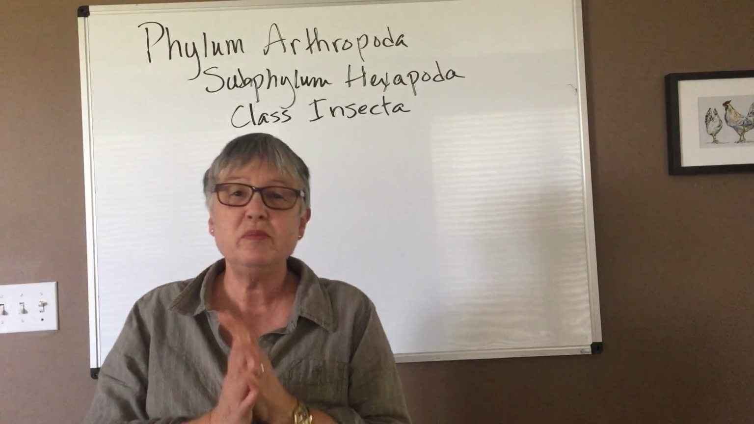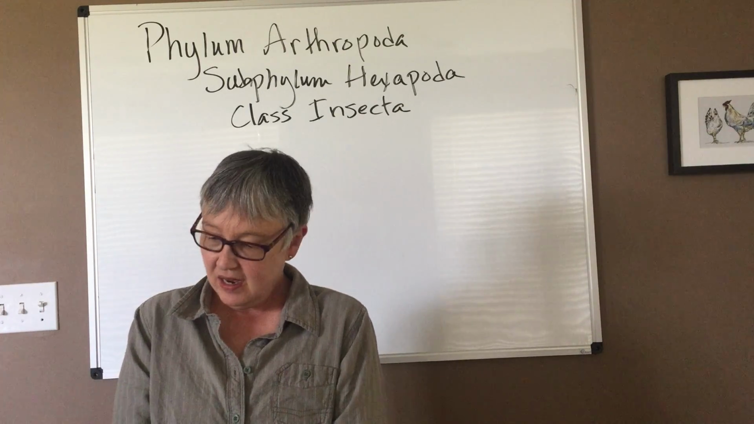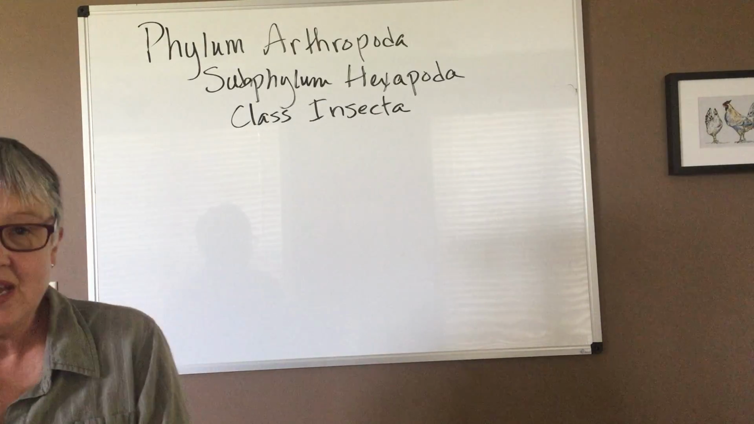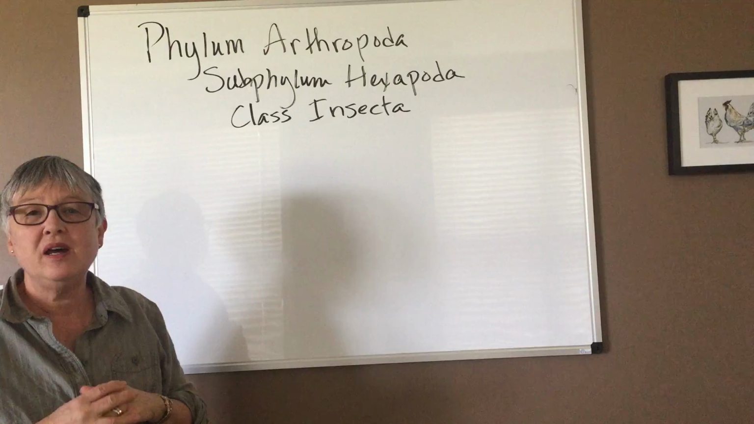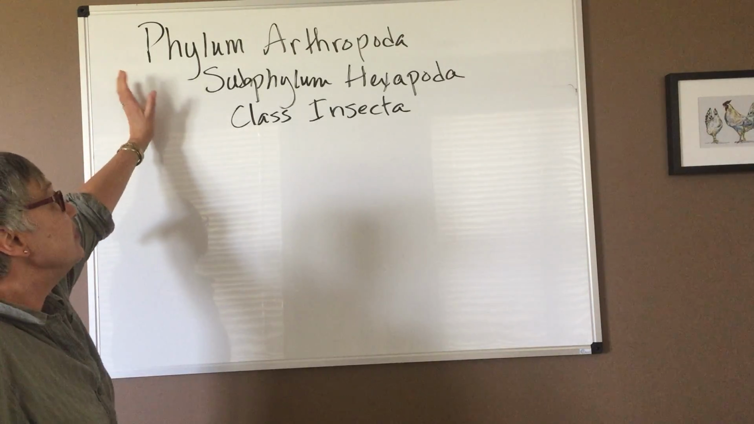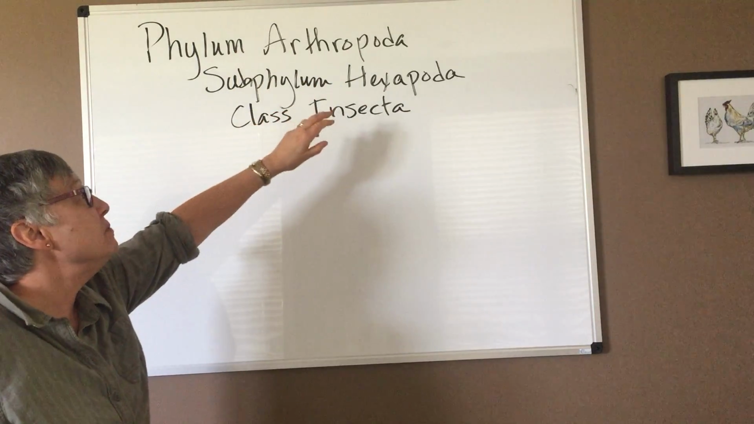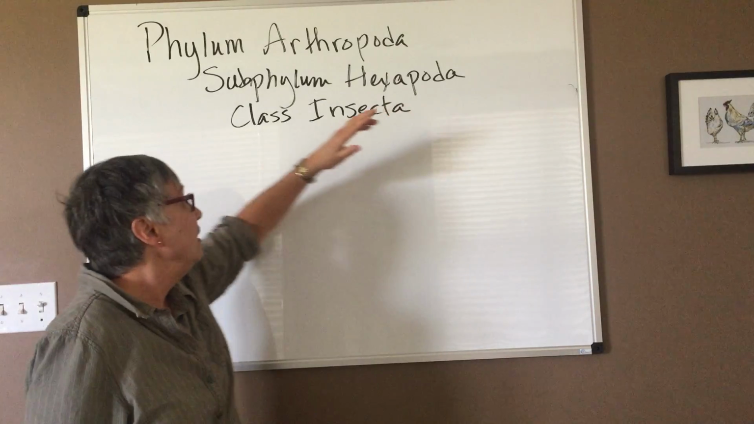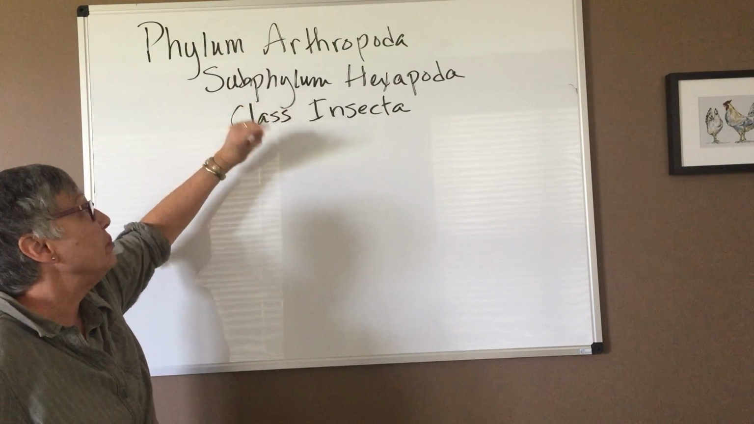This is Dr. Martin's supplemental lecture on Chapter 24, Section 4, which is on the insects. So we're going to first talk a little bit about their life cycle. This is within the phylum Arthropoda. The subphylum is actually Hexapoda, and the insects are a class within the arthropods.